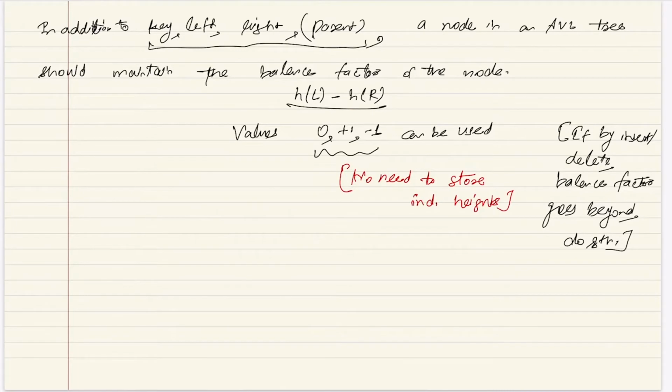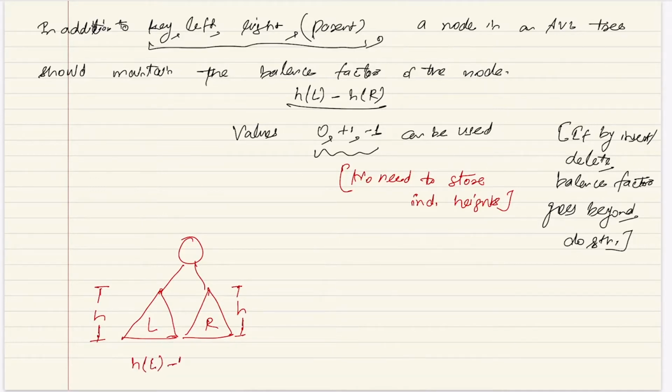So how will I show that pictorially? For example, I can draw some trees. I have this node, and the left and right subtrees, and let's say both have height h. In that case HL minus HR is 0. So the balance factor for this node will be 0.